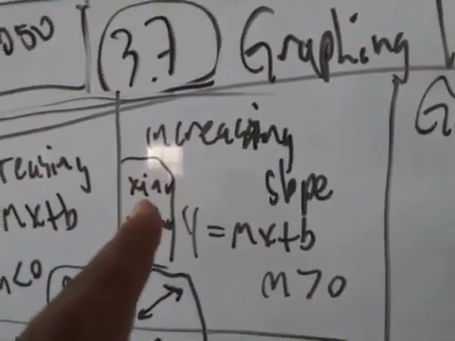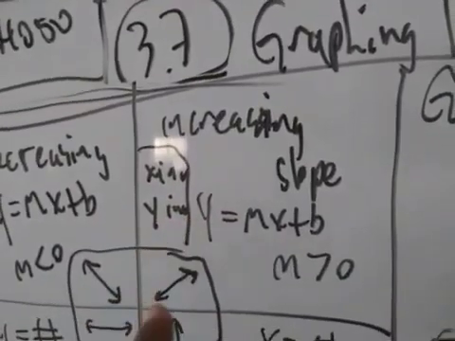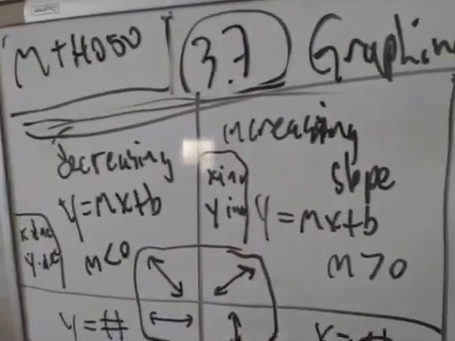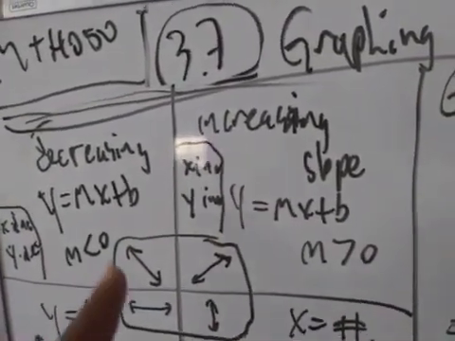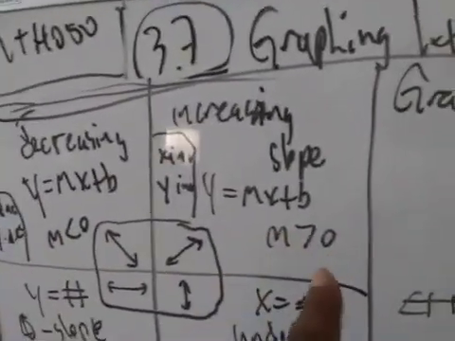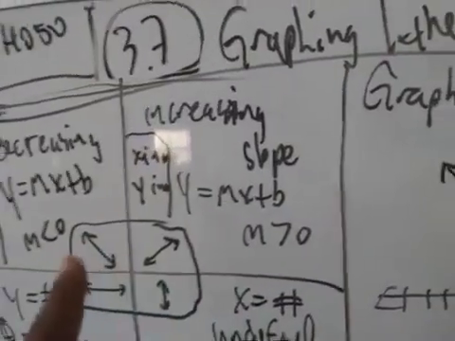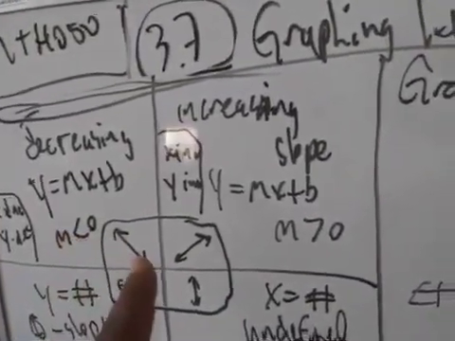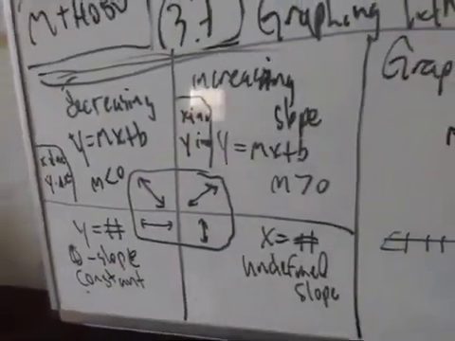So that's how you know the difference. When x increases and y increases, we got an increasing line. But when one of them decreases and the other increases, that means you got a slanted negative line. So the slope is positive when both are increasing, and the slope is negative when one is decreasing and the other is increasing. Okay? So that's easy to understand, right?